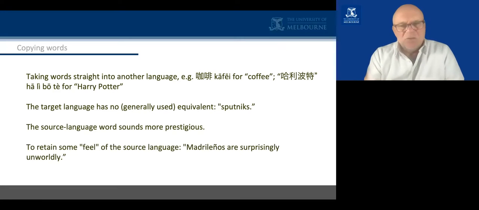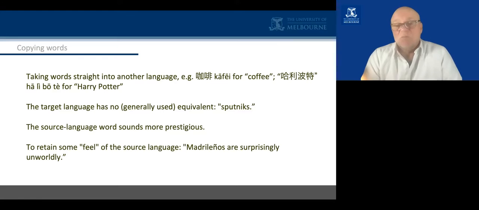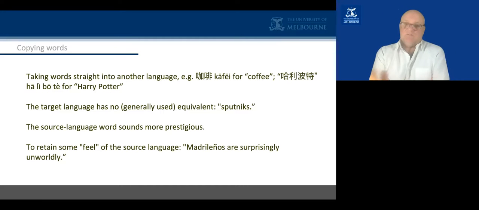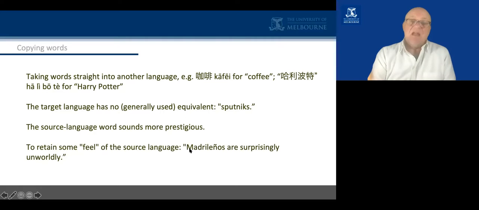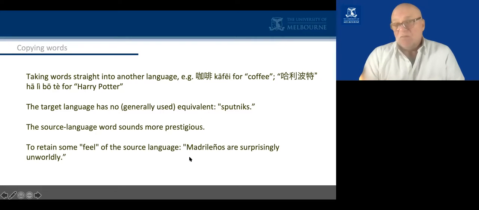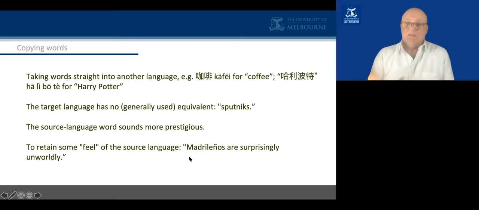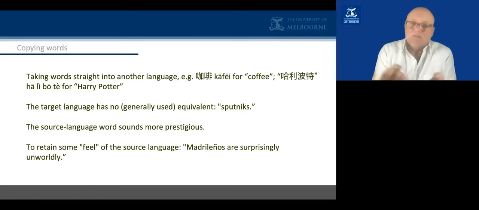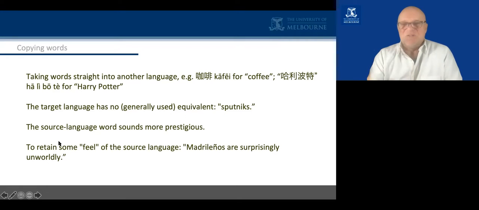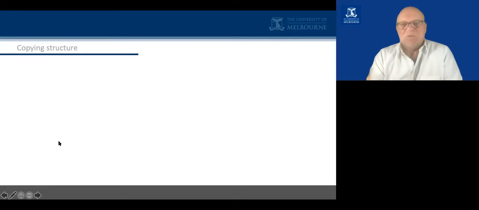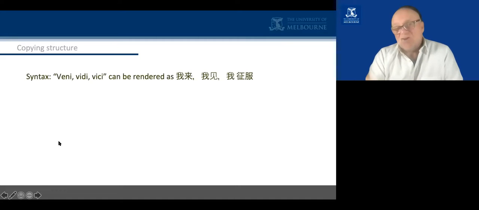And I took this one from a newspaper about soccer, about football, that was talking about people in Madrid, and it uses in English the term "madrileños are surprisingly unworldly." One supposes that in the context, people will understand that madrileños is a word for people in Madrid. So why not say people in Madrid? Because this sounds cool. It gives a bit of local color, the feel of the thing, okay?